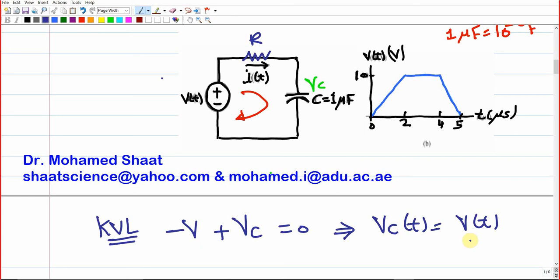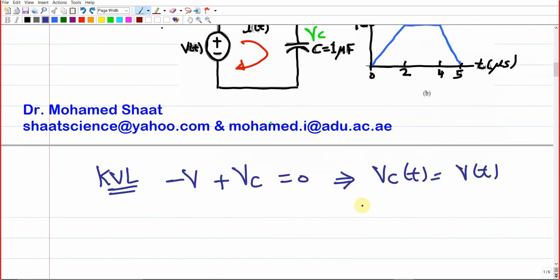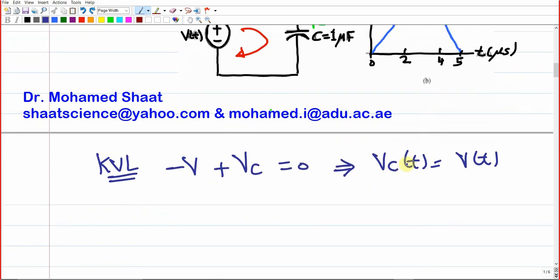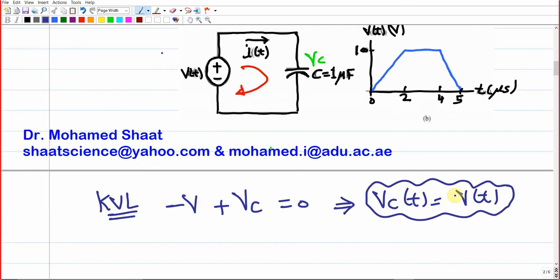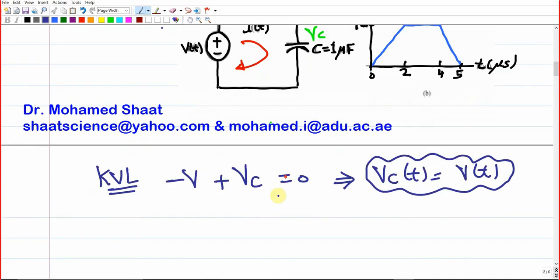Make sense? Since here we don't have anything except the capacitor that is already connected in series with the voltage, according to Kirchhoff voltage law, the volt over the capacitor is typically the same as the volt over the battery. It means that the capacitor is going to take all the voltage of the battery to store energy. Make sense?